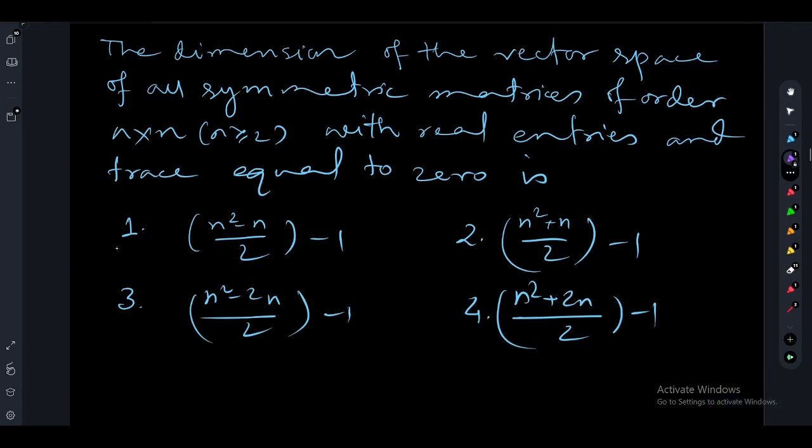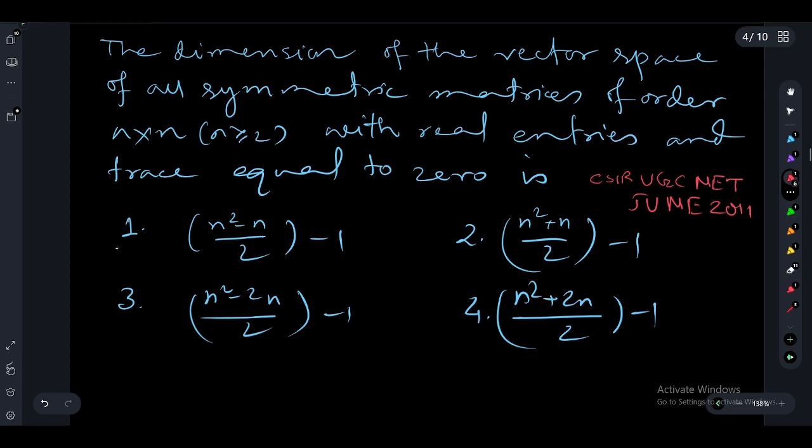In this video, I am going to solve a question from linear algebra. This question is from CSIR UGC NET, June 2011. The question is: find the dimension of the vector space of all symmetric matrices of order n by n, where n is always greater than or equal to 2, with real entries and trace equal to 0. And the four options are given here.